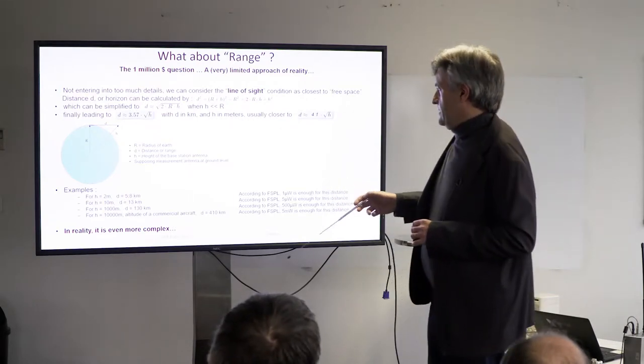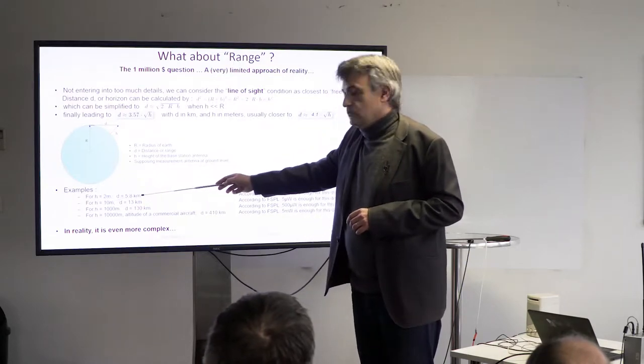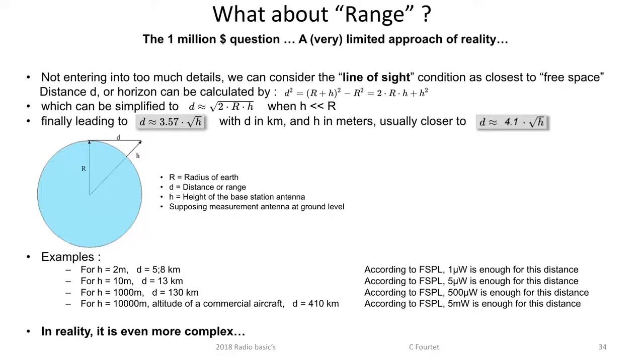So there are some examples, I guess. For instance, for an antenna that would be 2 meters above the ground, you can expect to have a distance, with no obstacle, of 5.8 kilometers. 10 meters, 13 kilometers, etc. For an aircraft, a commercial aircraft at 10,000 meters, which is how much in feet, by the way? Because it's always in feet that they are exchanging the altitude. 33 something, yeah, which is the level 330. It's somehow like 400 kilometers.